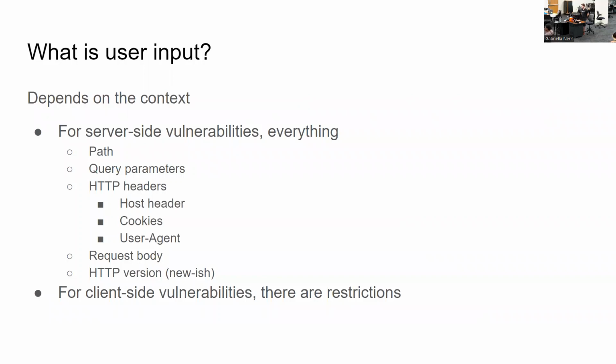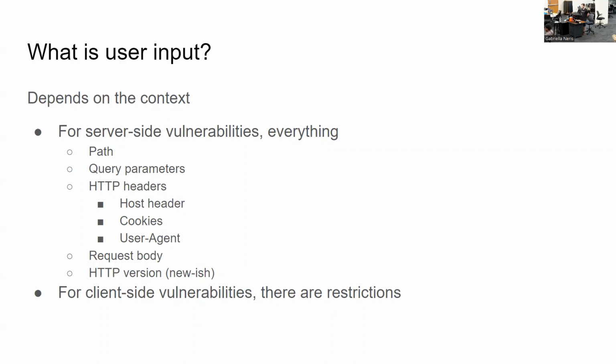So I have a question: what is user input? This depends on the context. When you're exploiting a server-side vulnerability, the whole HTTP request, even things that aren't part of the HTTP request, can be considered user input. That includes the path that the HTTP request is for, the query parameters at the end of the URL, the headers sent in the HTTP request, the body, and even the HTTP version.